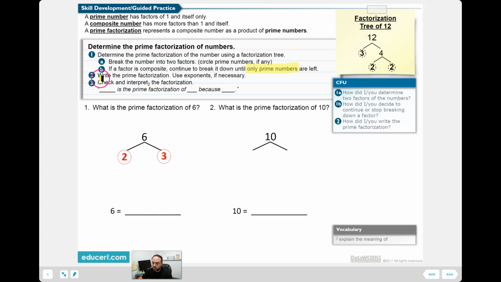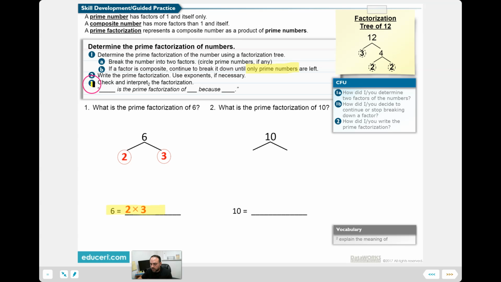Step 2. Ready, read. Write the prime factorization. Use exponents if necessary. To write the prime factorization statement, we need to complete this equation down below using these prime number endpoints. 6 is equal to 2 times 3. These are the only two prime numbers in the prime factorization tree, so this is our final prime factorization statement.